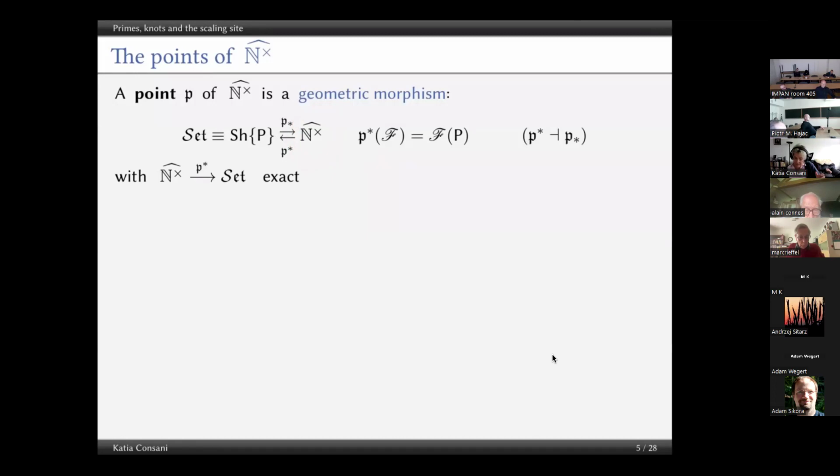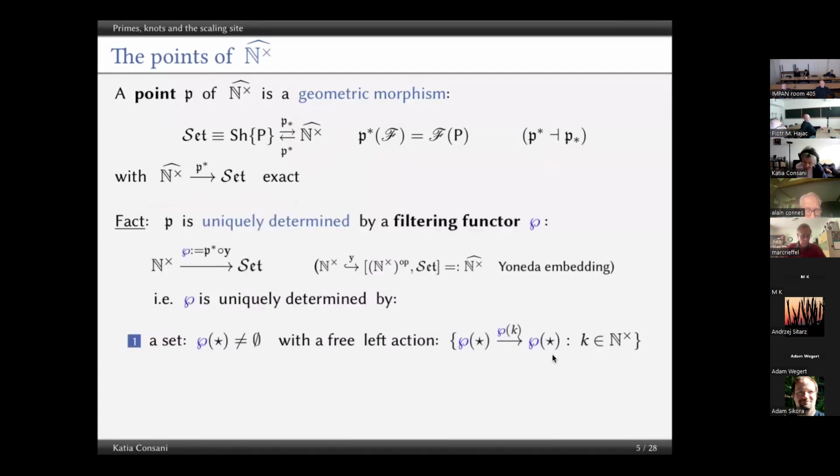And this pair of functors are adjoint functors. So P upper star is left adjoint to P lower star, so automatically it is right exact, but even more, in this case, it is exact. So P upper star is an exact functor. So the point itself in the topos N cross is determined by a filtering functor, and this is an idea of Grothendieck.